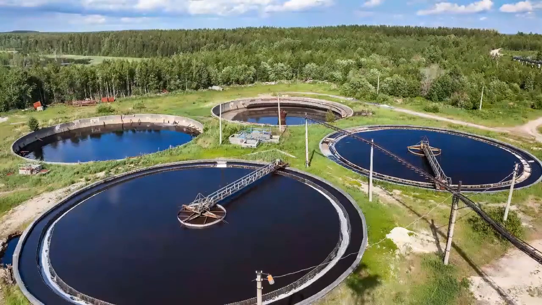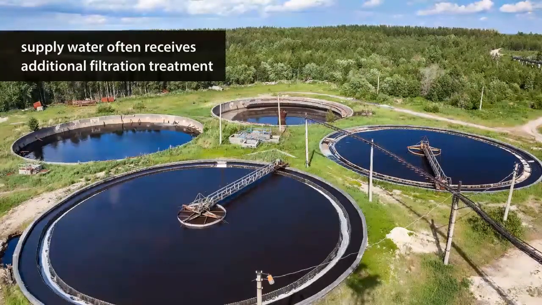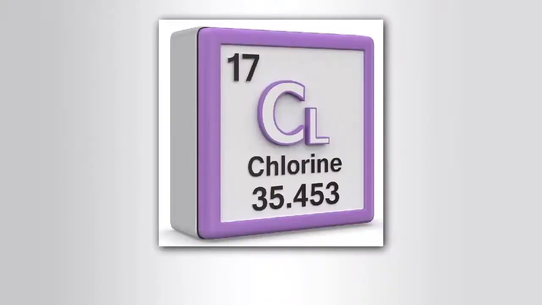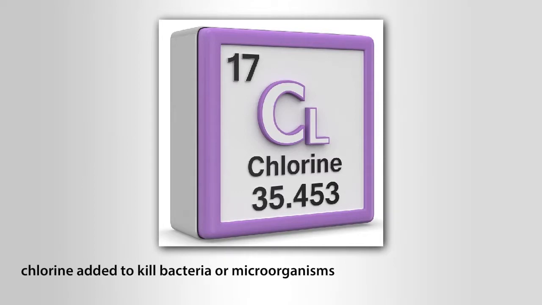After large particles are removed, supply water often receives additional filtration treatment, passing through layers of porous material or man-made filters to help remove smaller particles. Once supply water is prepared for disinfection, it is placed in a closed tank or reservoir, and a small amount of chlorine is added or some other disinfection method is used to kill any bacteria or microorganisms that may be in the water. To maintain purity, water remains contained as it flows through pipes to homes and businesses in the community.